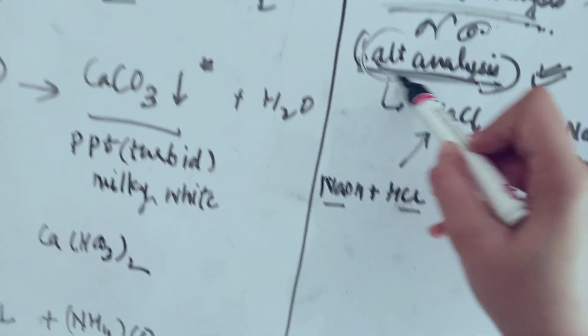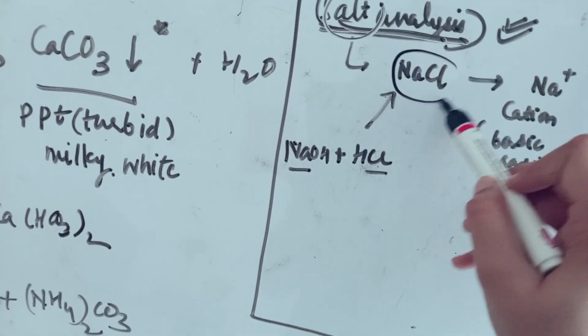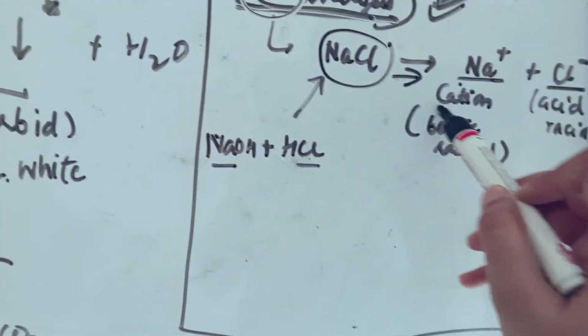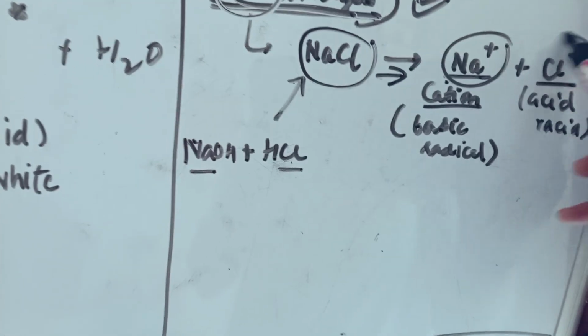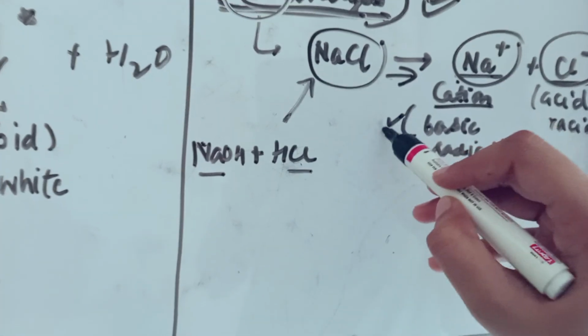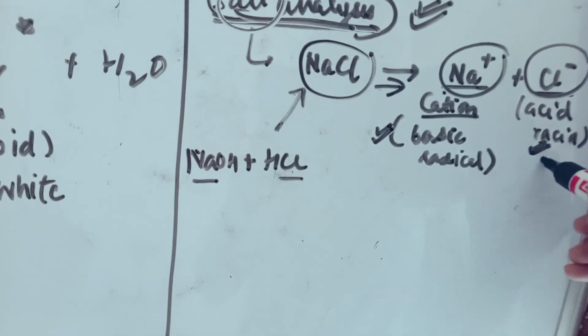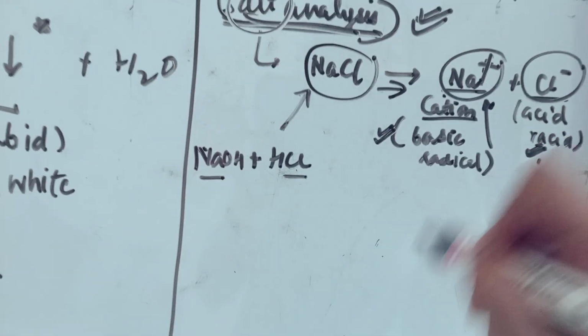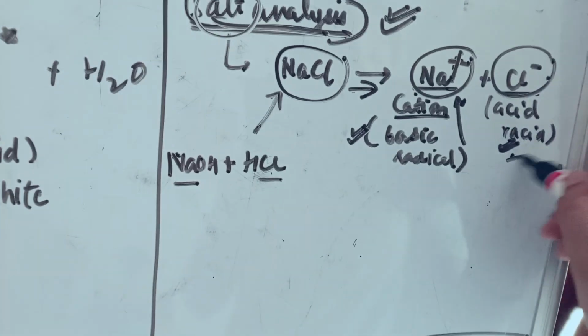So whenever we do a salt analysis, there is a salt which is composed of, in 12th we call it, this is the cation and this is the anion. However, when you grow up, you will get to know that this is called the basic radical. That is, the cation is known as the basic radical and the anion is known as the acid radical.